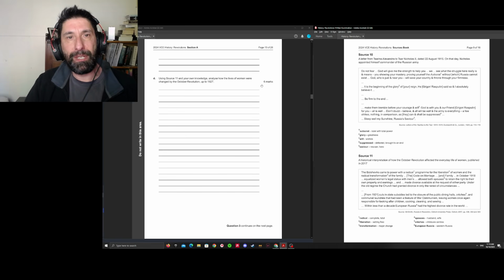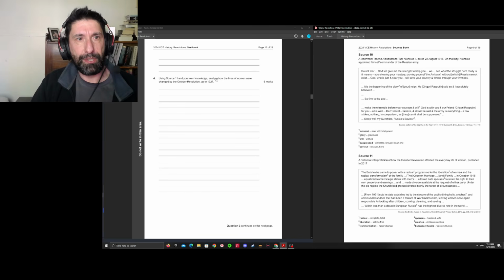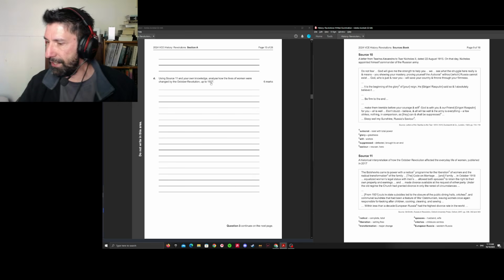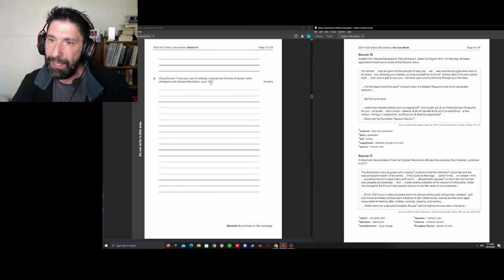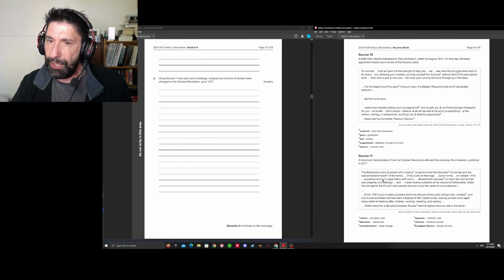You are spending 10 minutes on this. You should be writing at least 150 words for this question. And we've got source 11 here. The question asks, using source 11 and your own knowledge, analyse how the lives of women were changed by the October Revolution up to 1927. The source itself is a historical interpretation from Smith.